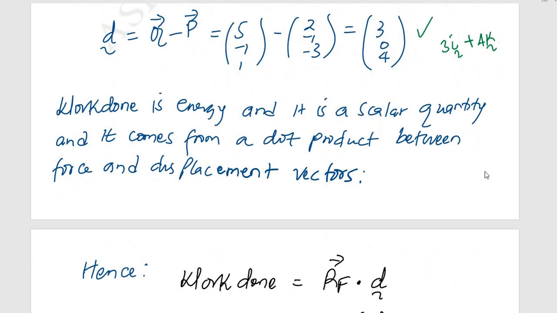Now we have to take note here that work done is energy, and it is therefore a scalar quantity which comes from a dot product between force and displacement vectors. Of course, we know that work done is force times distance. But if we have the force and distance as displacement in terms of vectors, then the work done will be a dot product between the force vector and the displacement vector.